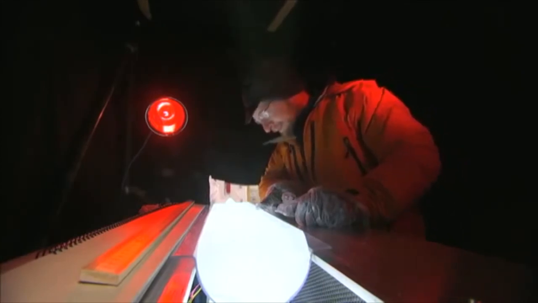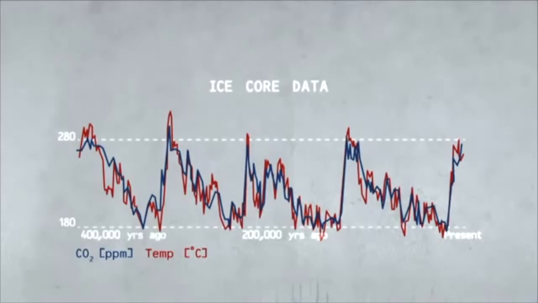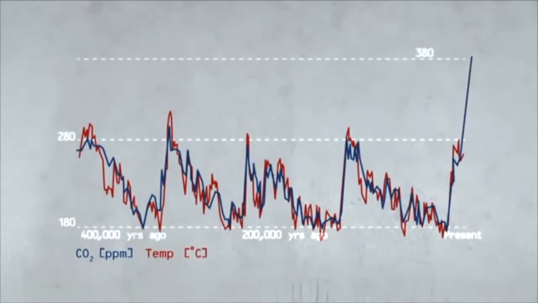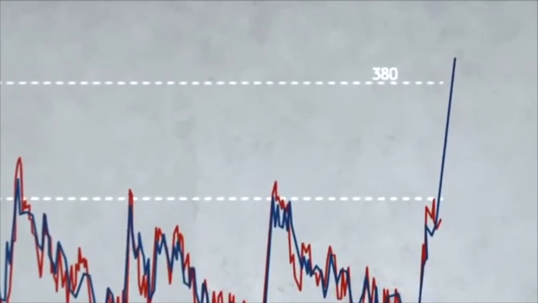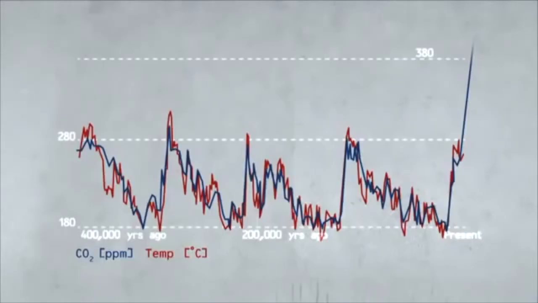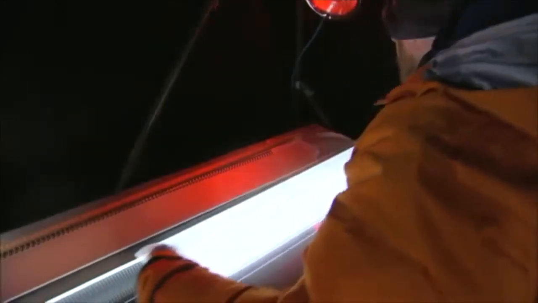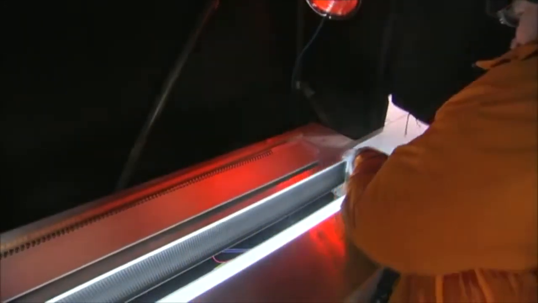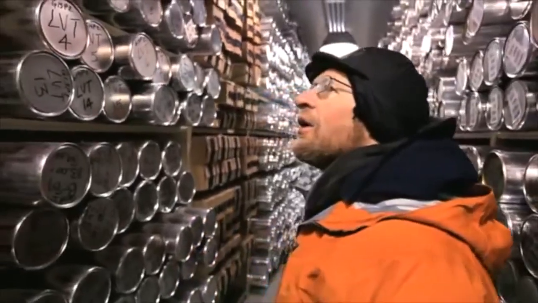This is the signature of natural variation. The cycle of the ice age is driven by changes in Earth's orbit, with no human involvement. But here's where we are today. In just 250 years, since the Industrial Revolution, we've blown past 380 with no sign of slowing down. It's a level not seen in more than 400,000 years, 40 times longer than the oldest human civilization.